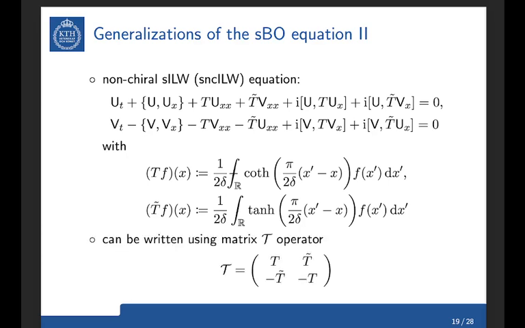So one important point is that we can equally well write this two-component system in a matrix notation using this matrix T operator, which is composed of T's and T tildes. I won't do this because we don't need it for the talk. But in doing so, you can write the SNC-ILW equation in a form that's very similar to the spin Benjamin-Ono equation, and many of the pole-ansatz calculations go through fairly straightforwardly.